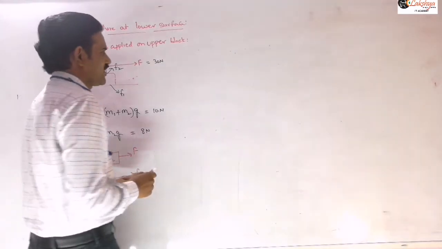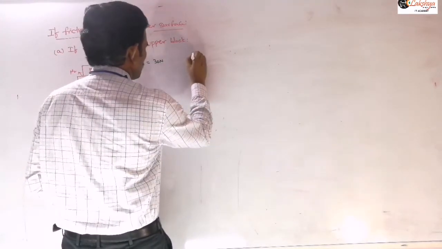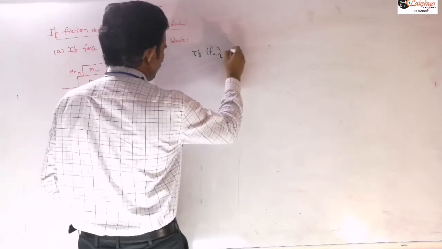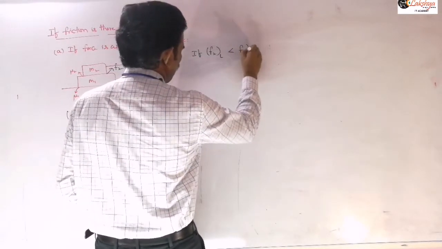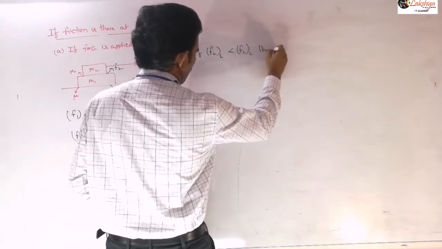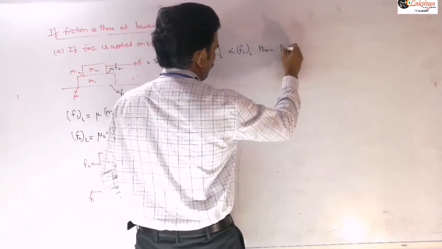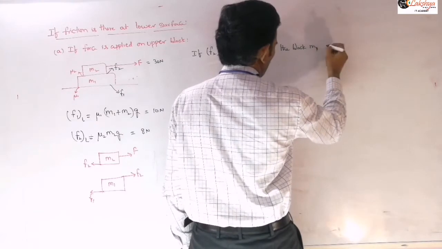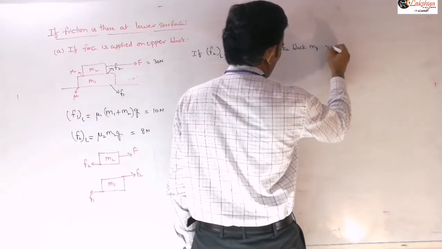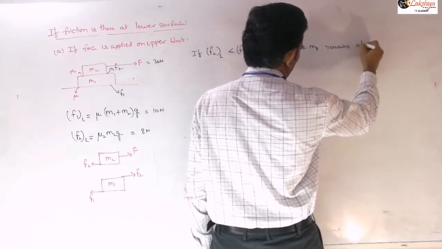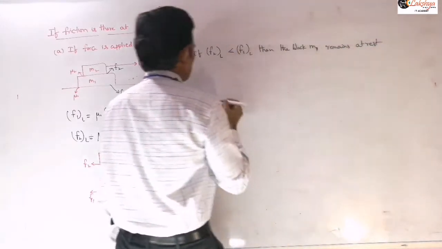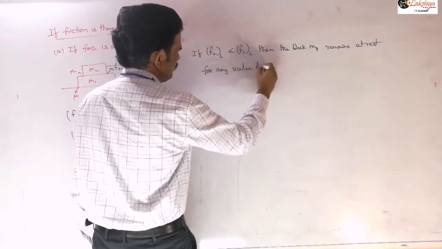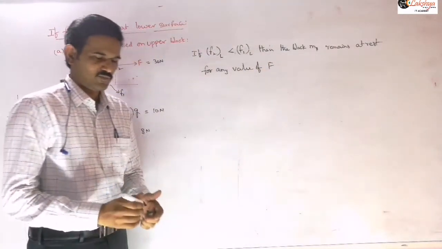So that conclusion we can write here. That means now if F2 limiting is less than F1 limiting, then the block M1 remains at rest for any value of F, for any value of capital F. Is that point clear?